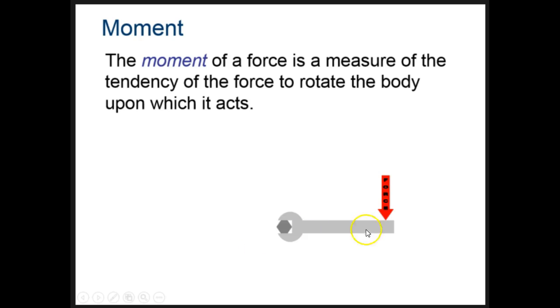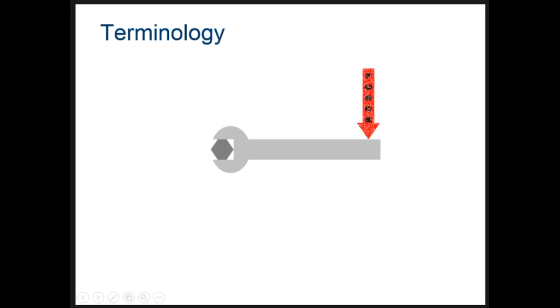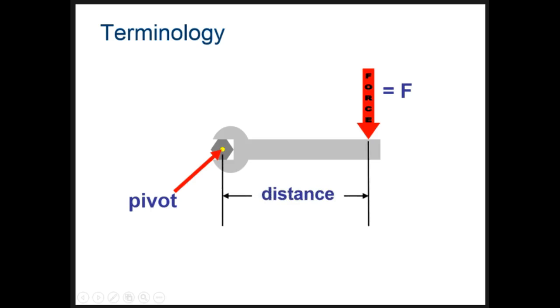For example, like the wrench turning this bolt right here. The force is pushed out here, and it turns this in a rotational manner. This may look familiar to you from when we did simple machines. Terminology we need, that's the force, and that's F. That's our pivot point. We often call that the fulcrum or the center when we were talking about simple machines. And that's the distance.